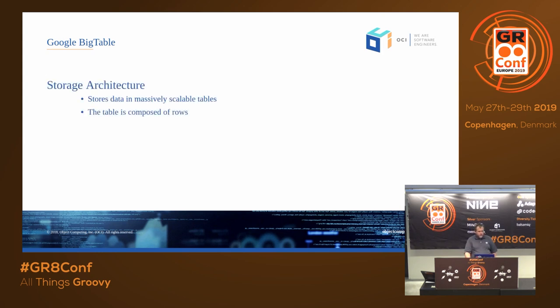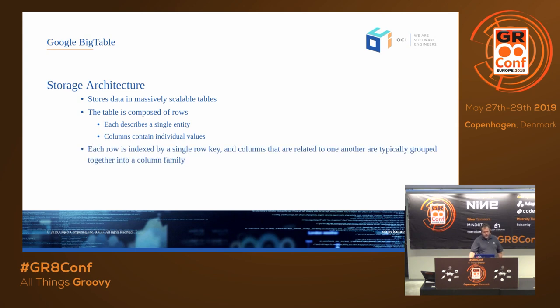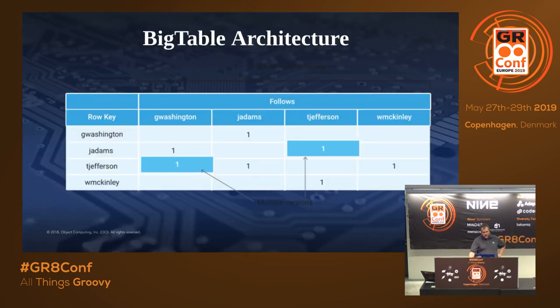And let me talk about the storage architecture. So it stores things in massively scalable tables. A table is composed of rows. Each row describes a single entity, but columns can have individual values. And each row is indexed by a single key, and columns that are related to one another are grouped together in something called a column family. And each column is identified by a combination of column family and column qualifier. That's always unique within a column family. So it gets pretty complicated.